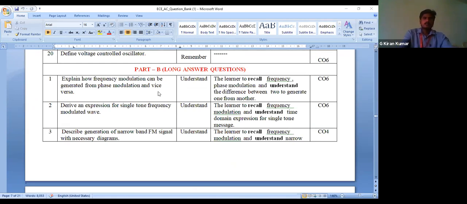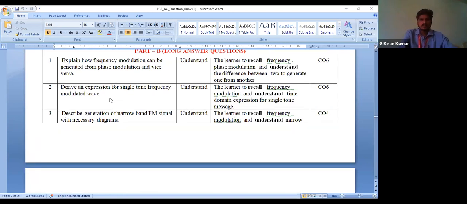Yes. Okay. So now let us see the important questions regarding chapter 3. Explain how frequency modulation can be generated from phase modulation and vice versa. In this question, what they are indirectly asking is to generate frequency modulation by using phase modulation. Okay, right? So you have m of t, then we give it to the integrator, and the integrated signal can be given to the phase modulator, and then we will get the FM as output.